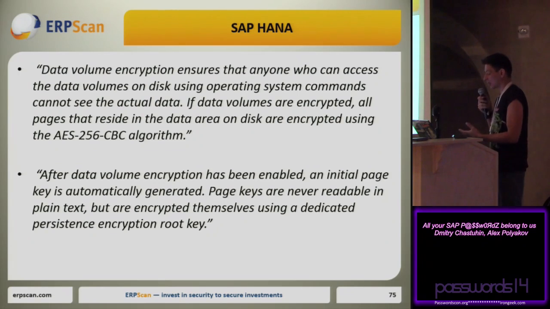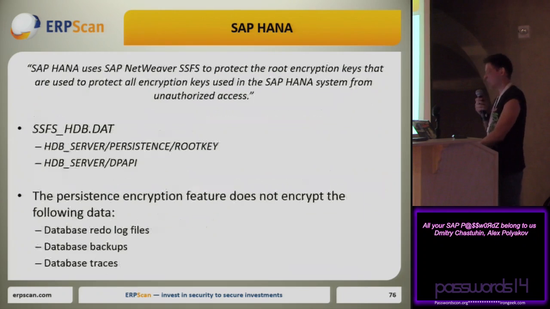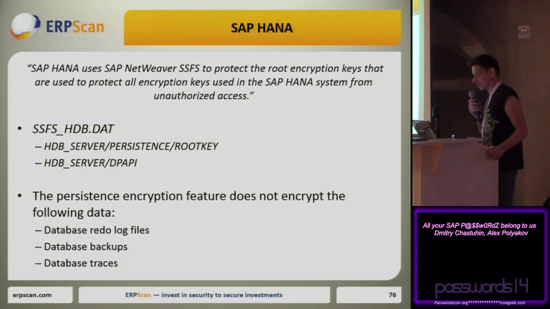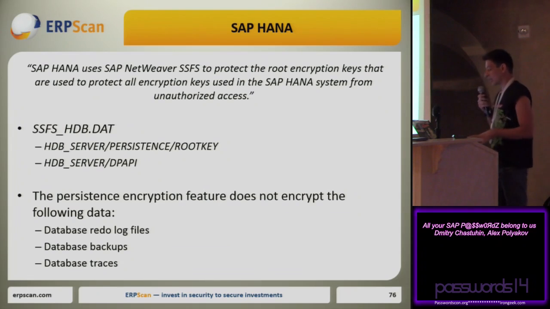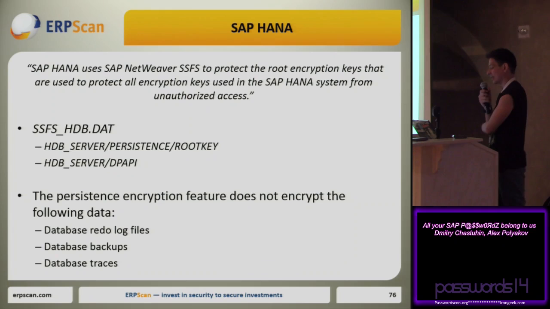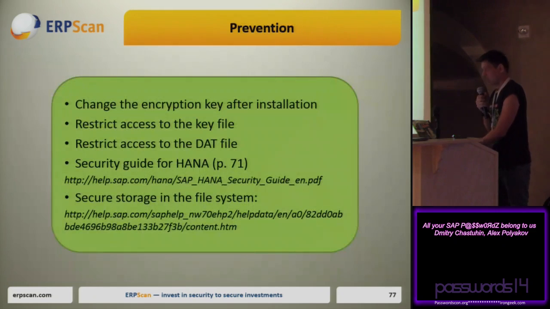And for decrypting the volume, HANA uses the persistent encryption root key, and this is the main thing. Where is the key stored? Right, in the file SSFS_HDB.DAT. That's how an attacker will get the root key and bypass volume encryption. Also, some internal key plays a role there. They use it for signing some internal API requests. Okay, a little bit about prevention on this slide.